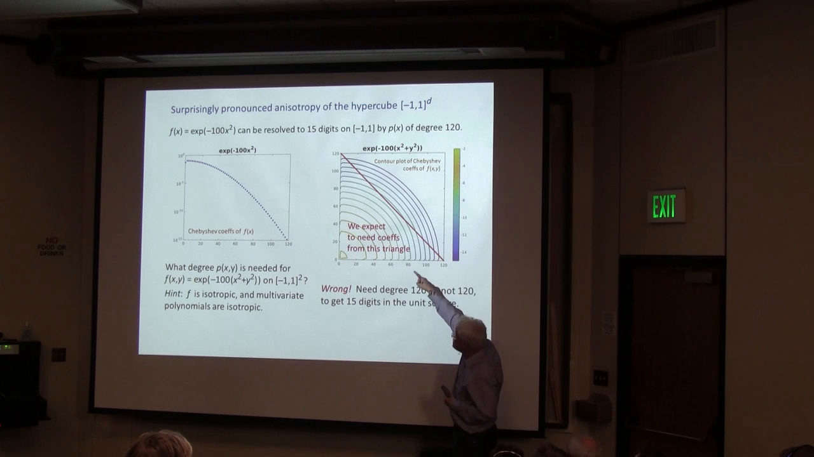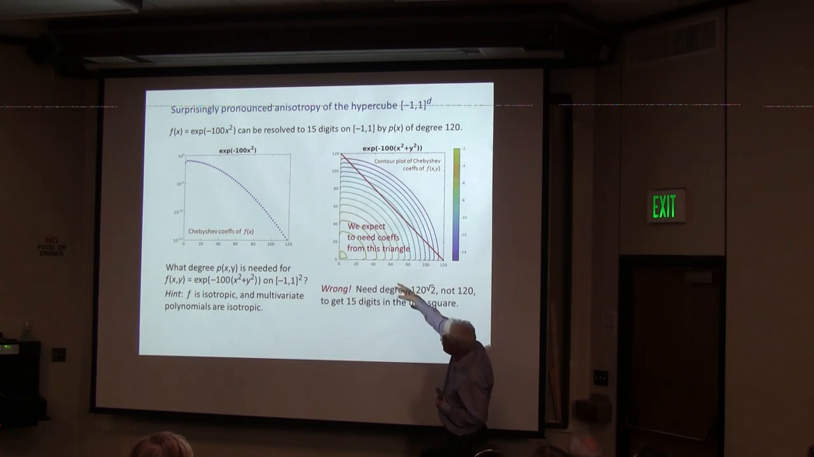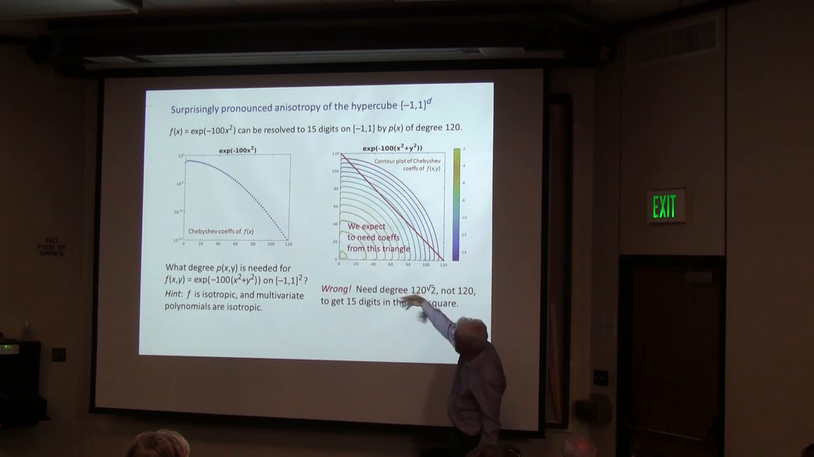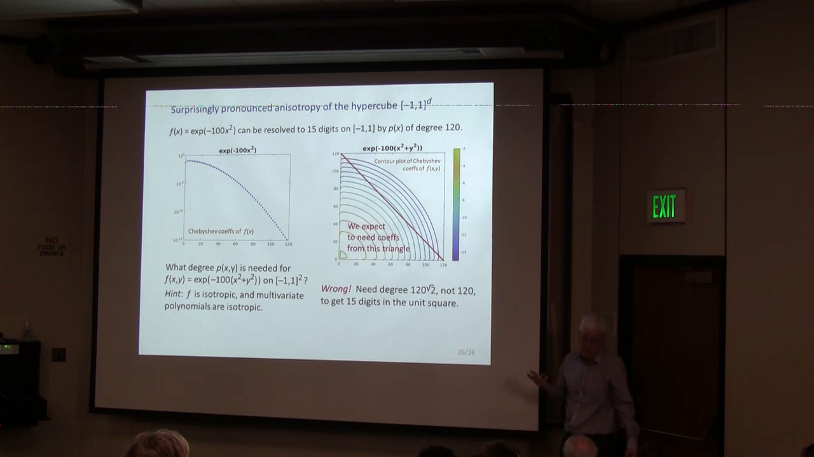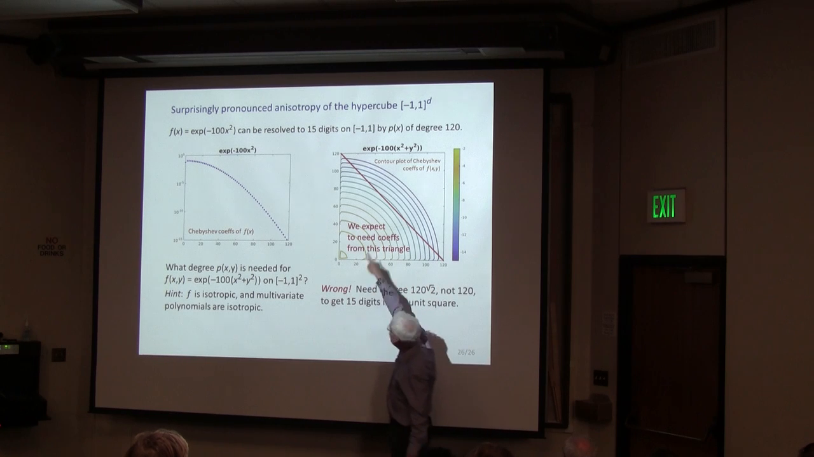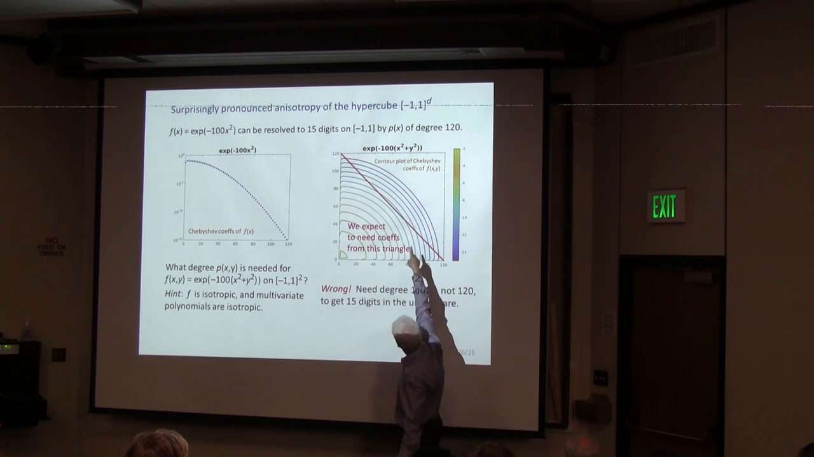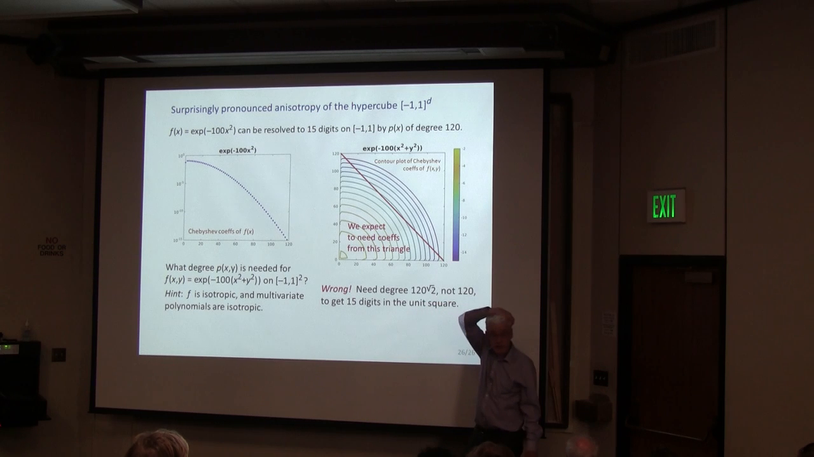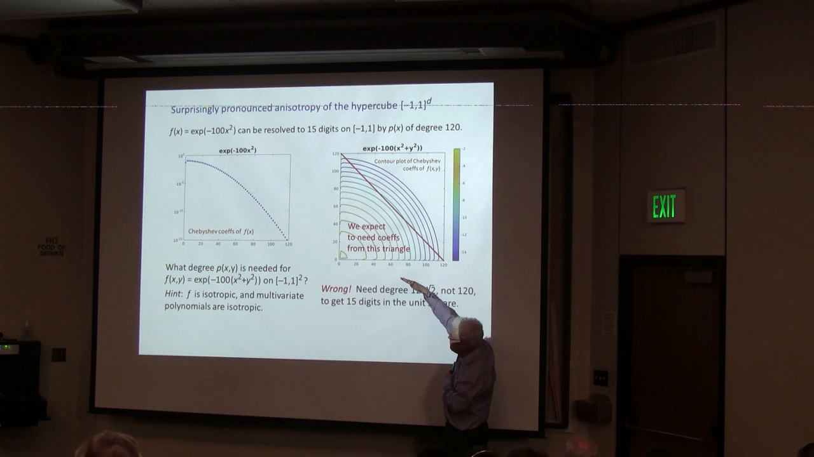So here's what you actually see. These are contour lines of the sizes of the Chebyshev expansion coefficients when Chebfun2 resolves this function to 15 digits. What we find is essentially the things within the purple curve are the Chebyshev coefficients that are non-zero, roughly speaking. Along the x direction, 120, along the y direction, 120, but out there, it's 120 square root of 2 degrees. So the standard notion of isotropy for multivariate polynomials has got it wrong.